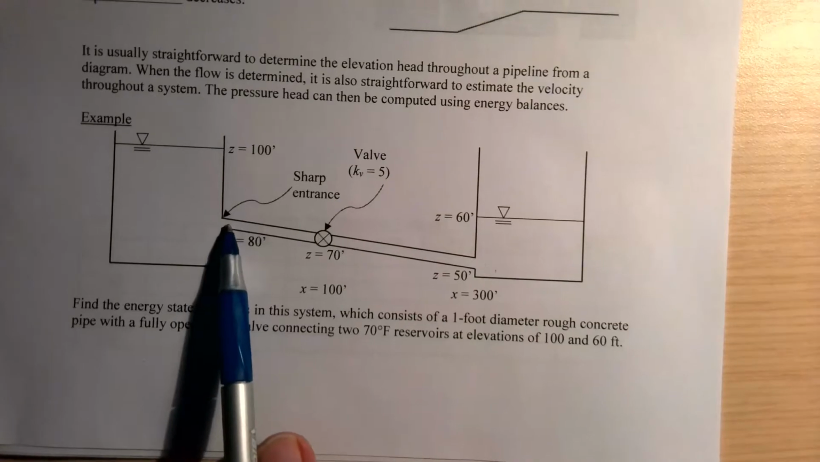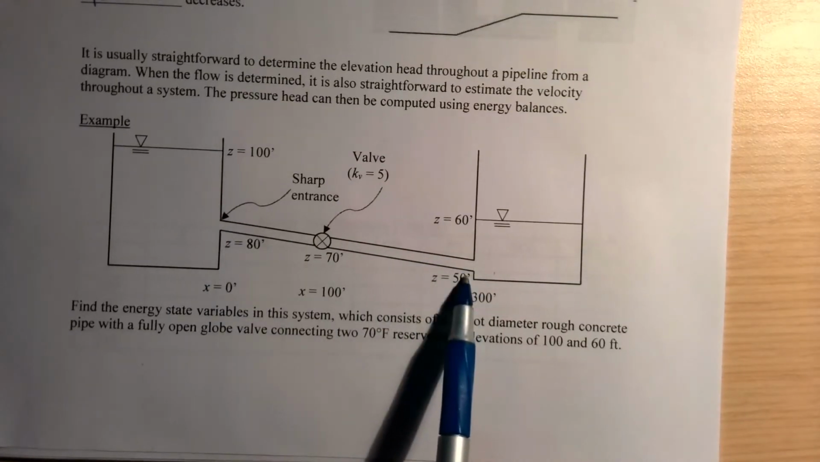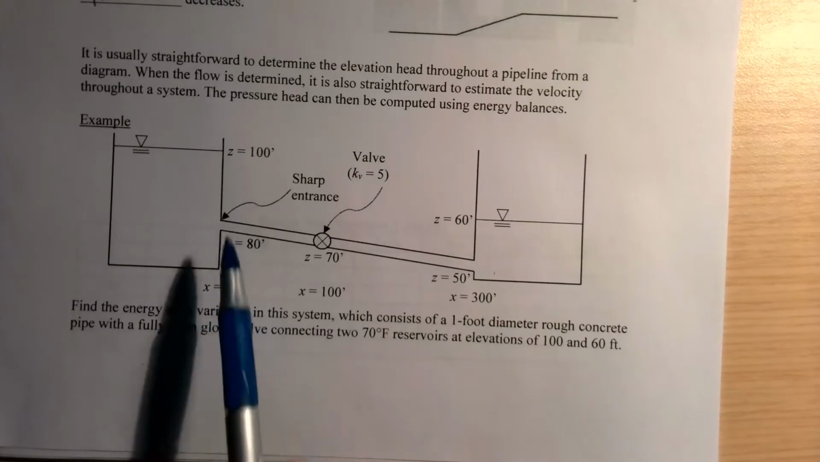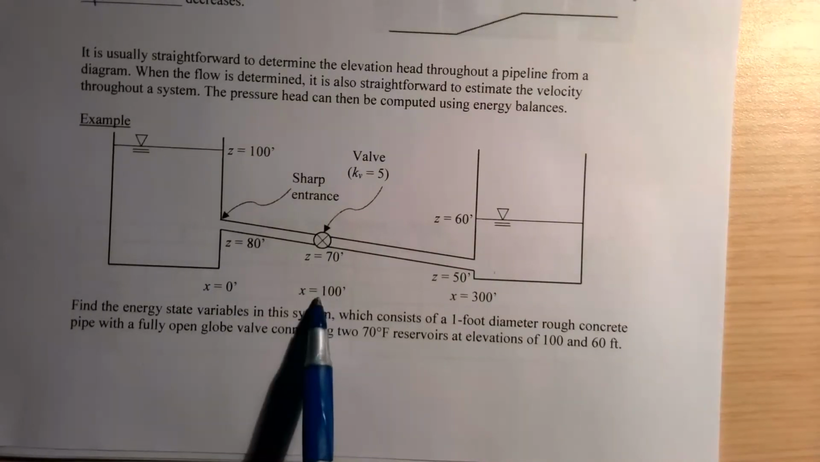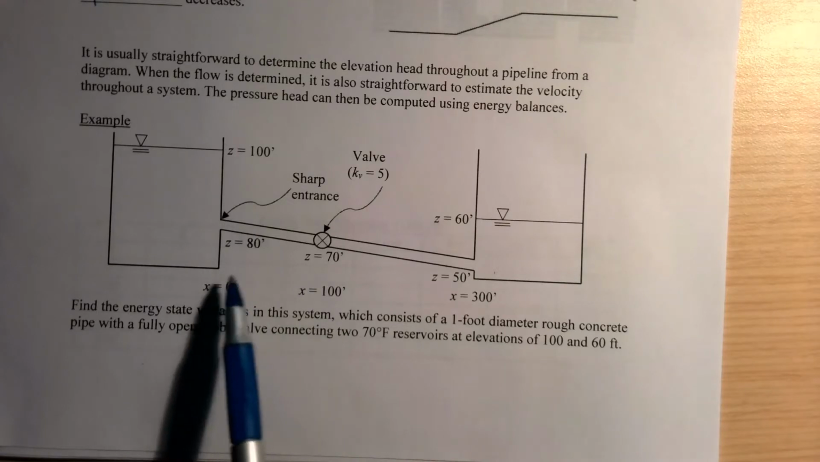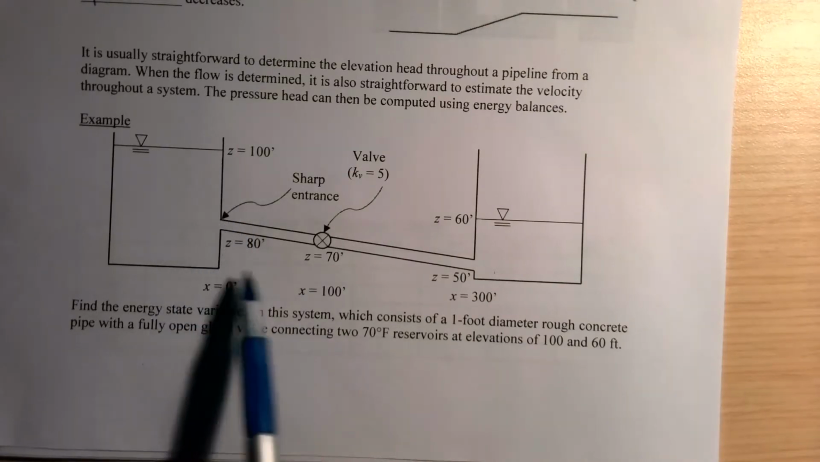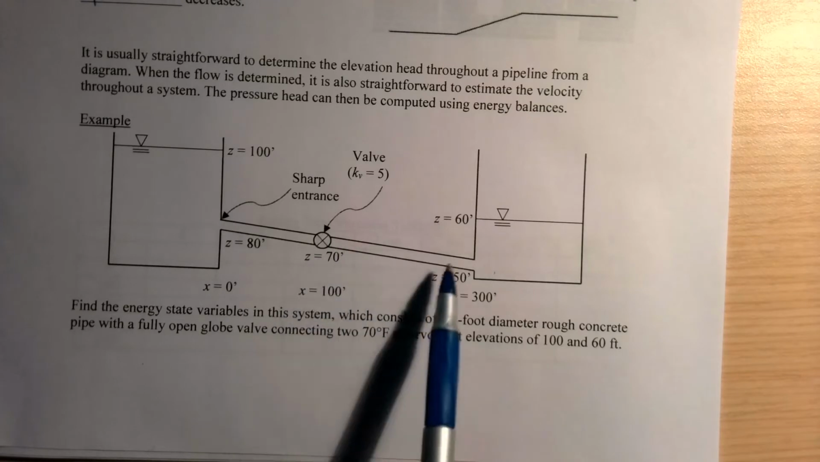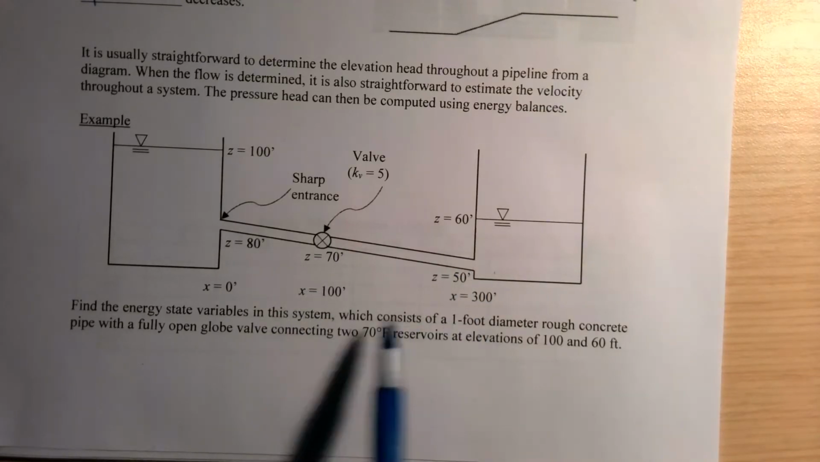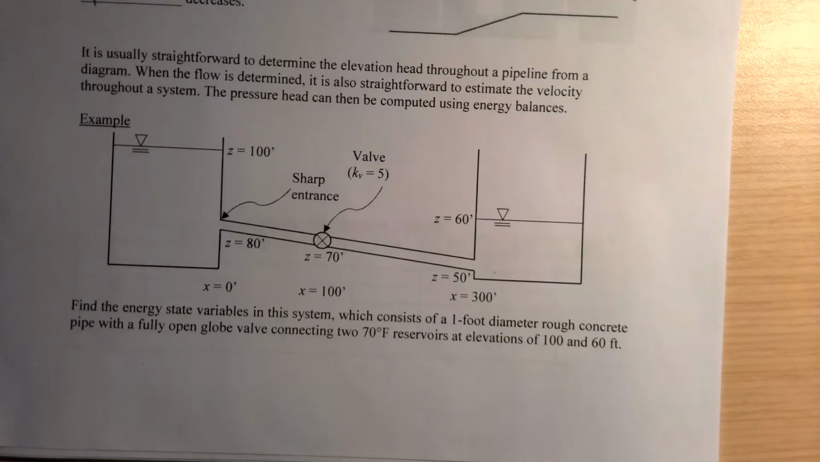And we're told where the pipe starts and ends, the elevation being 50 feet here and then 80, and we're told the location of this valve is 100 feet down. So x equals 0 is right at the start of the pipe, and then 100 feet down there's a valve, and then 200 further feet, or 300 from the start, is the second tank. Again, this is still a simple example, but getting more complicated and more like what we would really see. So we're going to find the energy state variables in this system and use them to draw the EGL and the HGL.